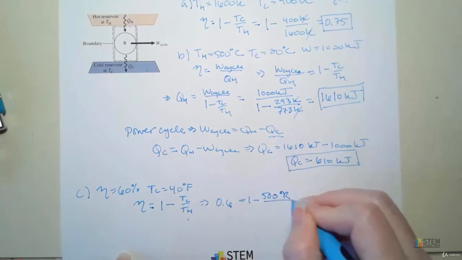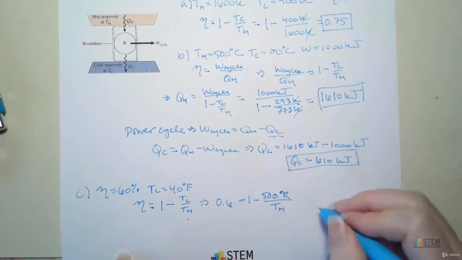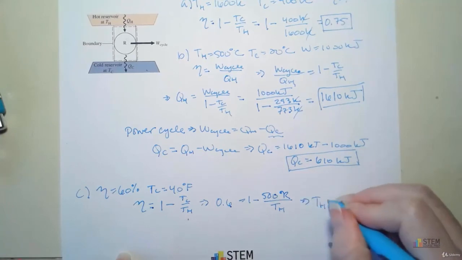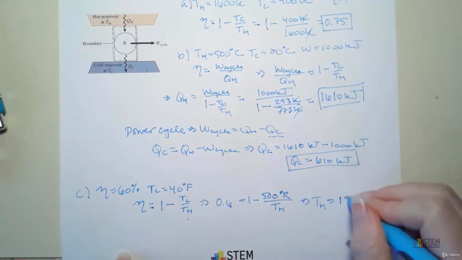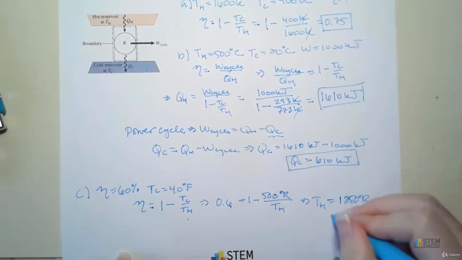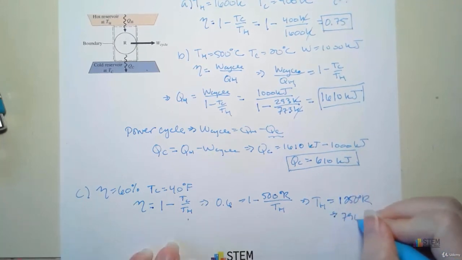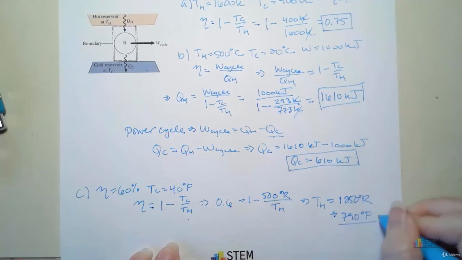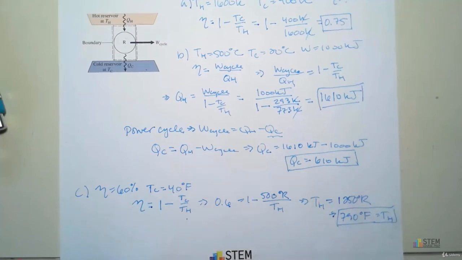So we'll have 500 Rankine over TH. Then you can solve for TH. You'll get 1,250 degrees Rankine. We want it in Fahrenheit. That's 790 degrees Fahrenheit. That is the temperature then of the hot reservoir if we have these two conditions here.